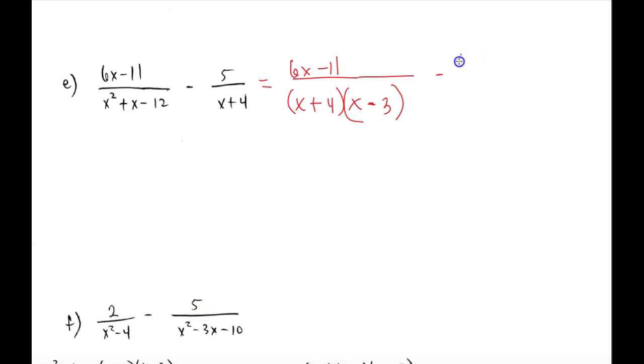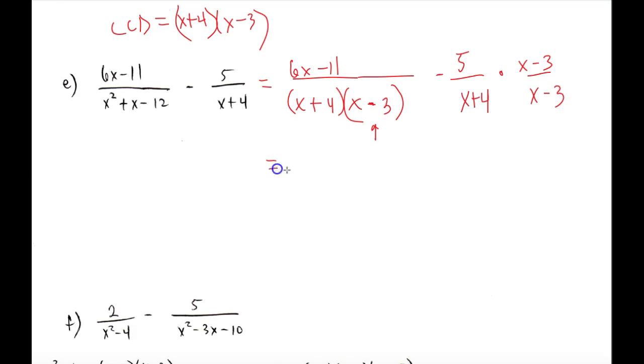And so then from there, we kind of see what's going on here. The one thing that's missing is an x minus 3. And of course, that means our LCD is going to be x plus 4 times x minus 3. So that means we need to multiply numerator and denominator by x minus 3 here. So if we do that, that gives us 6x minus 11 minus 5 times x minus 3, all that over x plus 4 times x minus 3.